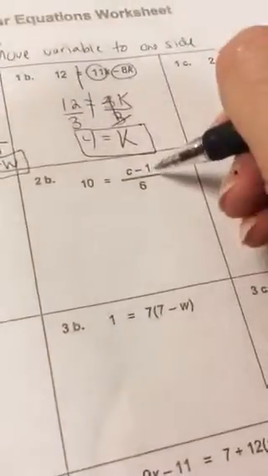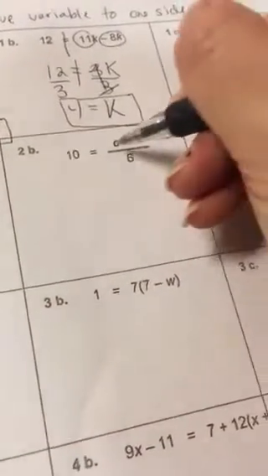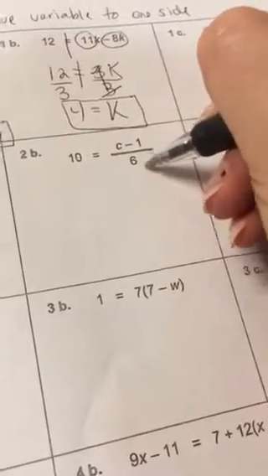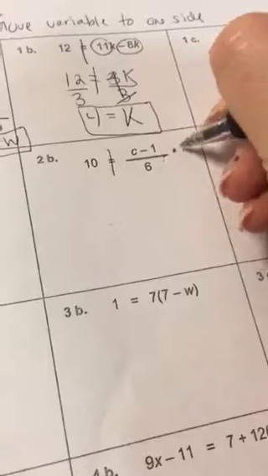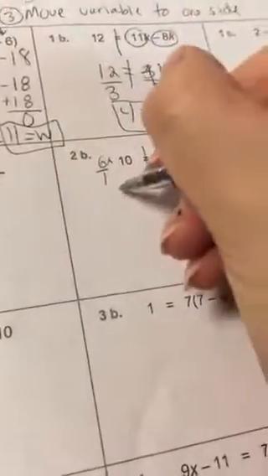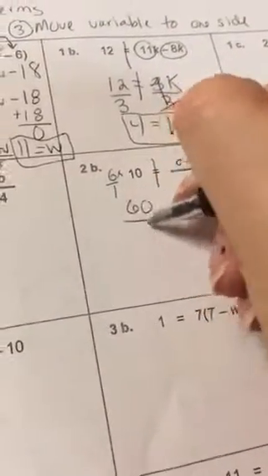I know these fractions look scary, but just think fractions mean division. The opposite of dividing by something is multiplying by it. So instead of dividing by 6 to isolate my variable, I'm going to multiply by 6 on both sides. So I get 60 over 1 here.